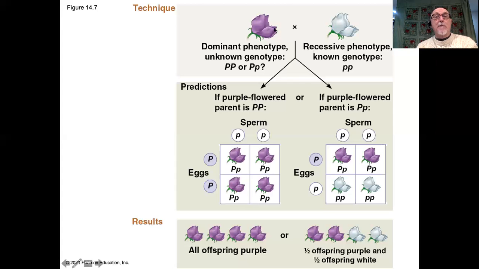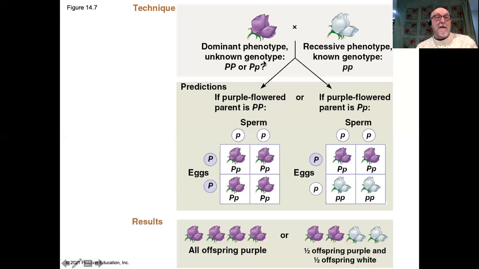What about if this plant is in fact a heterozygote? Well, if it's a heterozygote, here are the possible eggs, big P, little p. We know, because we chose it, that the other plant is homozygous recessive, little p. So here's the only possibility for the pollen, little p. What are the possibilities for the offspring? Big P, little p, big P, little p, little p, little p, little p, little p.